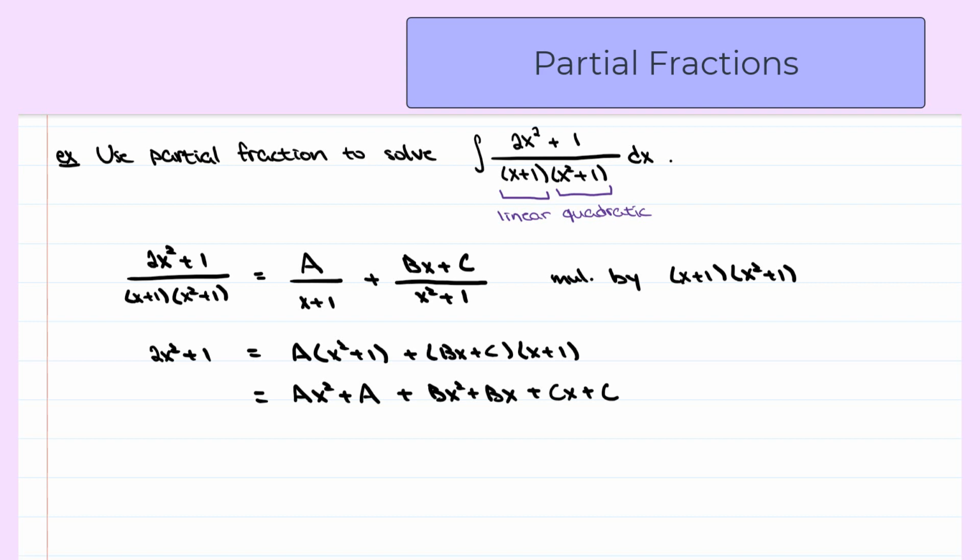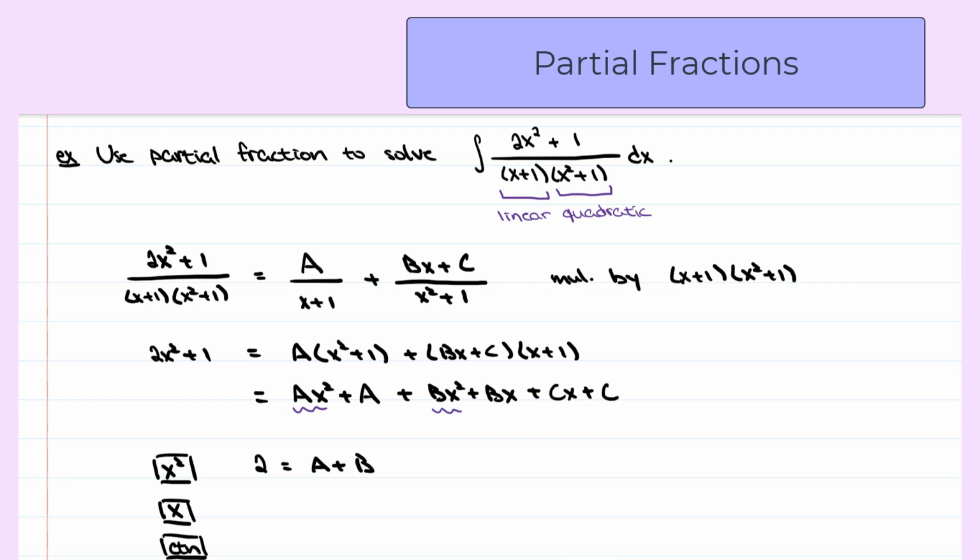Now we can compare the powers on both sides. We can compare x squared, x, and constant. For x squared, on the left-hand side we have 2. On the right-hand side, we have ax squared plus bx squared. So the right-hand side for the x squared, we have a plus b.